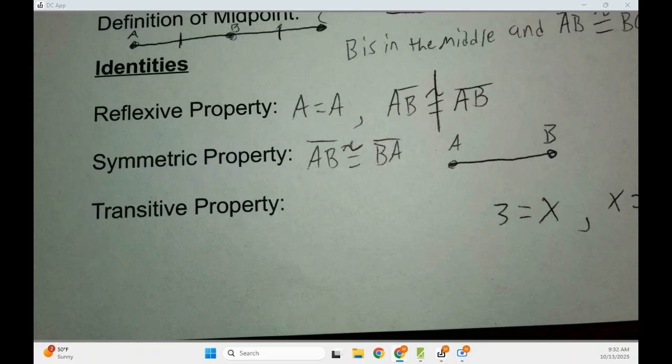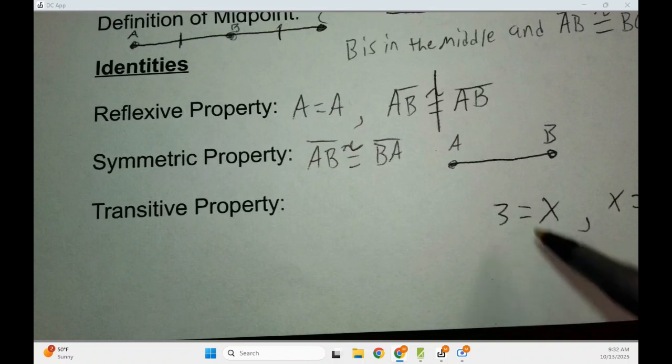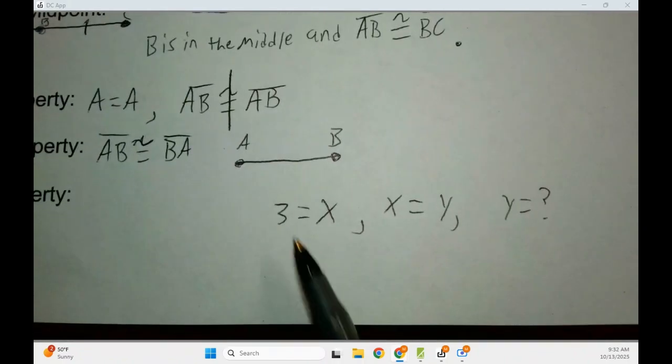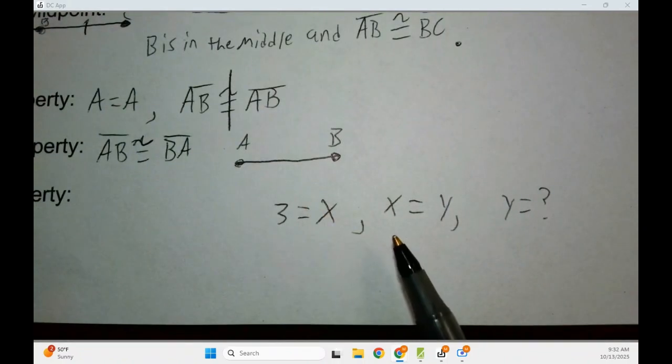Huh, isn't that weird? Yeah, so it says 3 is X. Let me just bring it here. Yeah, 3 is X, but X is Y. So what is Y? 3. How do we know that Y is 3? Interesting. Let's break that down.